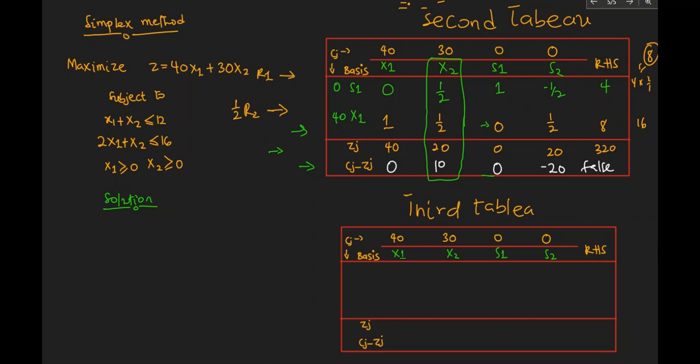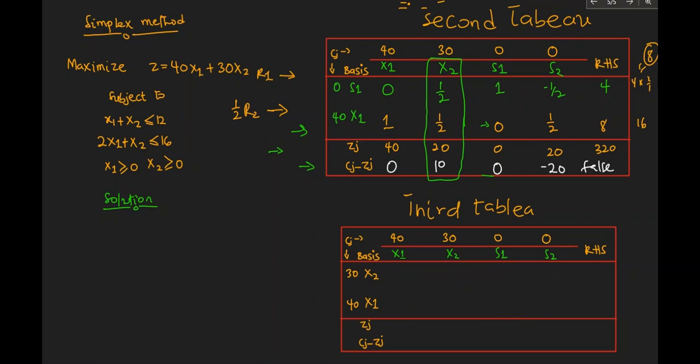So in our new table, we're going to have x2 here, then we have x1. And from the standard form of the objective function, you know that the coefficient of x2 is 30, right? And that of x1 is 40. So I write it there. All right, so let's look at the entries that we are going to have here.